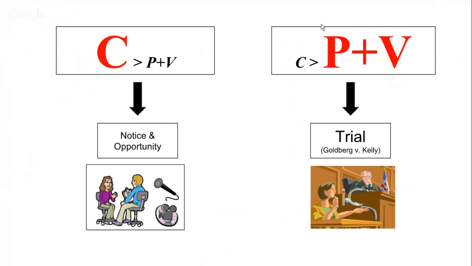Very important to remember, this is a spectrum. So the lowest is notice and opportunity to be heard. The highest is a trial, but you can get gradations in between. You can get something in the middle. You can get something a little heavier than notice and opportunity to be heard. You can get something lighter than a trial. So it really all depends.